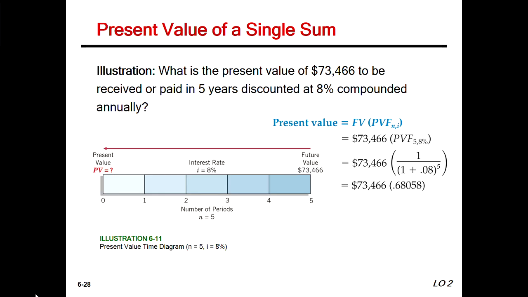We're going to use the tables here in a second. So we know this is the future value. We need to find our present value factor. Now to find our present value factor, we take 1 divided by 1 plus the interest rate to the power of the number of compoundings. In this case, it calculates out to 0.6058. But let's look at our table and see if we can find that on our table.